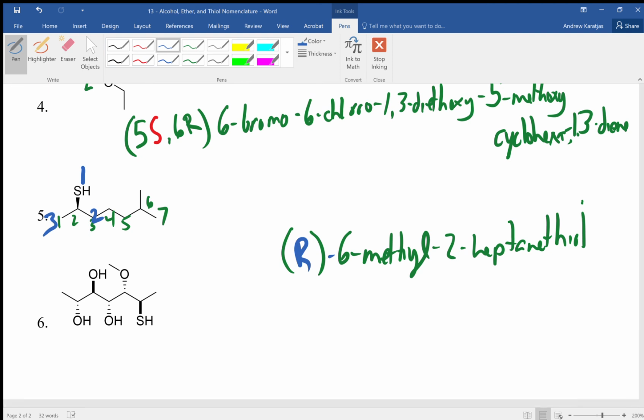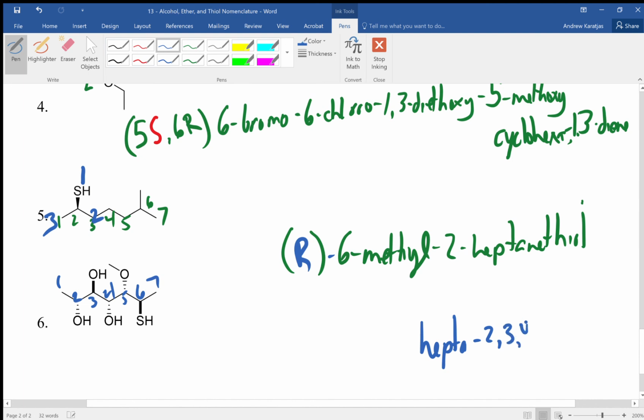And finally, in number 6, the alcohol is our priority group here. So we number it starting closest to the alcohol end. So this is heptane-2,3,4-triol. And then the ether and thiol both get named as substituents. So this is 6-mercapto and 5-methoxy.